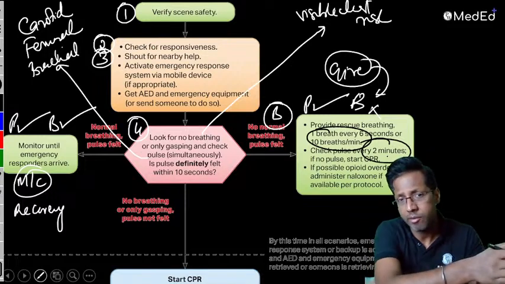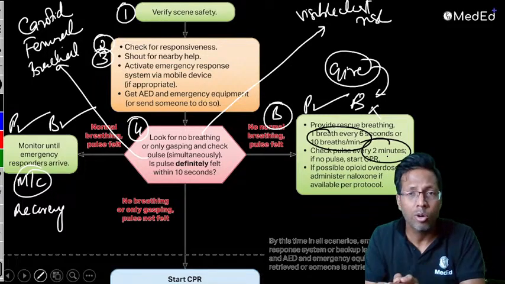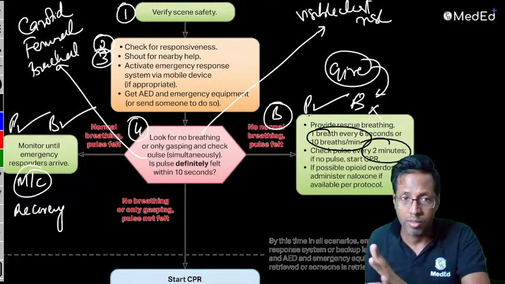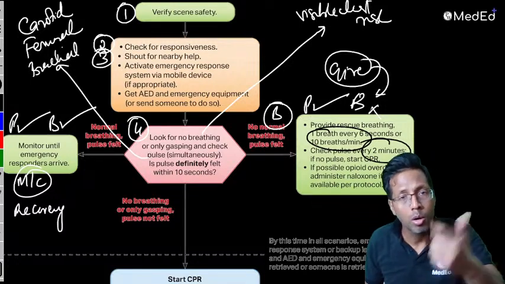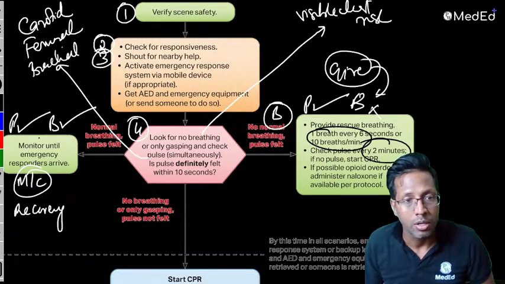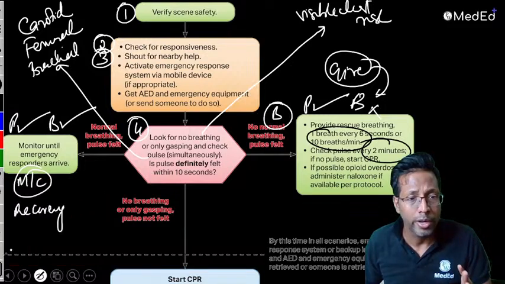A was both of the things are felt, keep in recovery position. B was pulse is felt, breath not felt, give the breath. You can give the breath mouth to nose, mouth to mask, and bag mask ventilation. I'm not writing it down; I think all of you already know it.